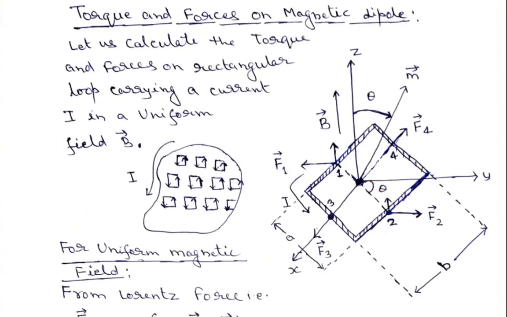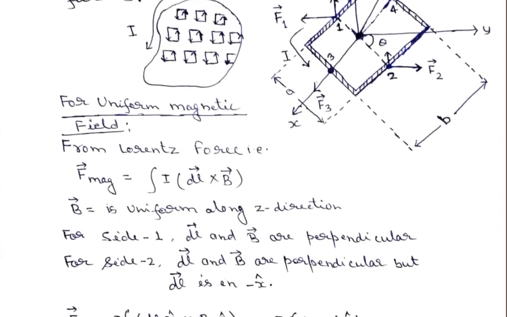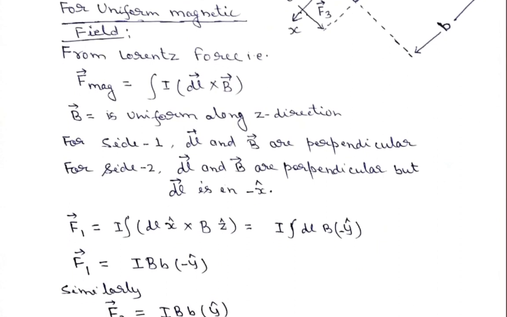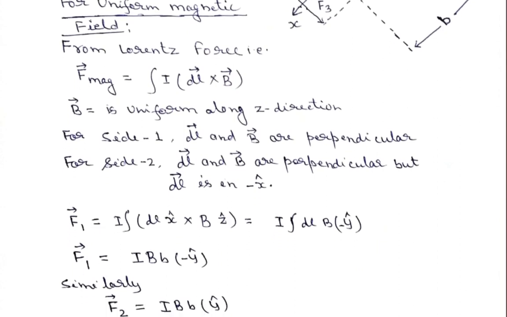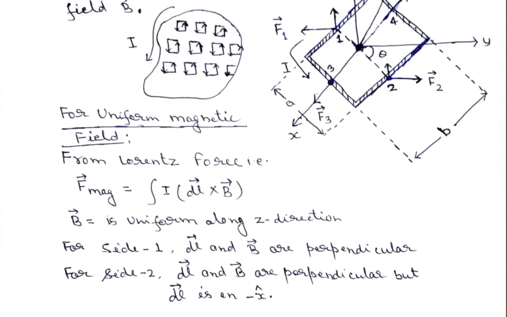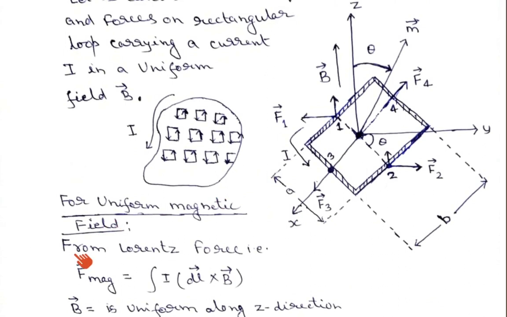So let us try to calculate how much force and how much torque will be there on this rectangular dipole. As I have described in this lecture, if a uniform magnetic field is present, then from the Lorentz force we can write F magnetic is equal to the integral of I dl vector cross product with B vector.